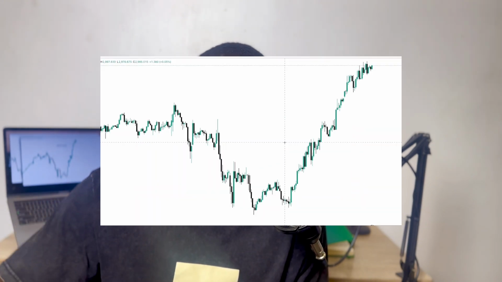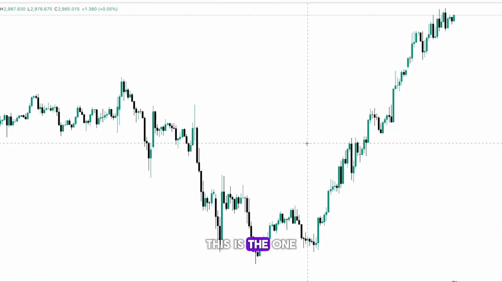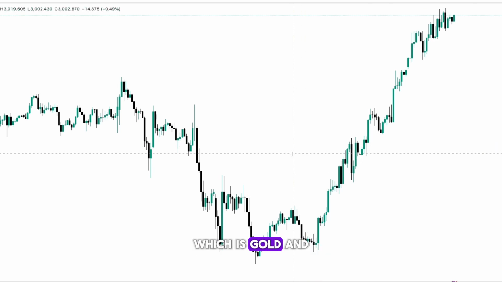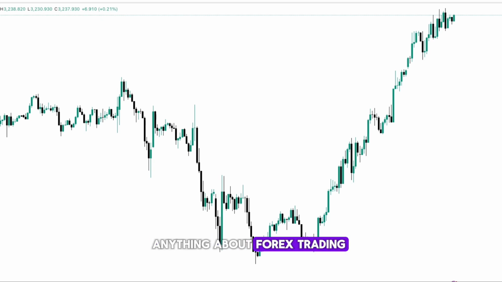This is the 1 hour chart on ZAR USD, which is gold, and I'm going to be explaining what an uptrend is and what a downtrend is. And as a complete beginner that doesn't know anything about forex trading, this is exactly what you need. The first instrument you need to know is what the trend is.